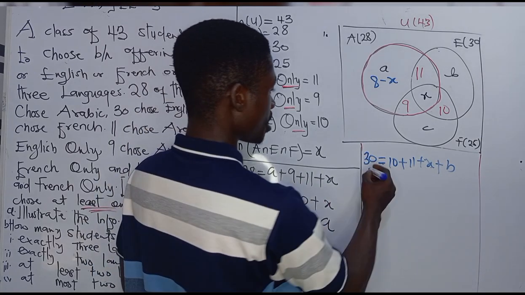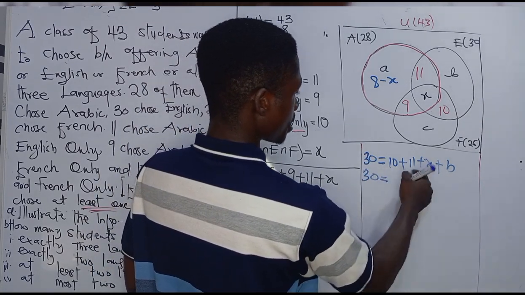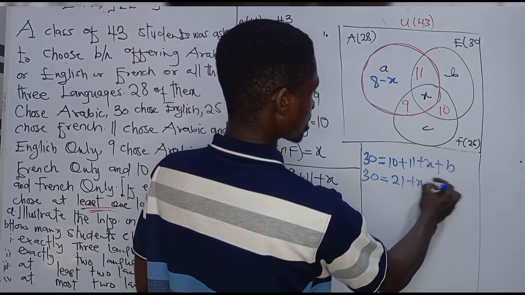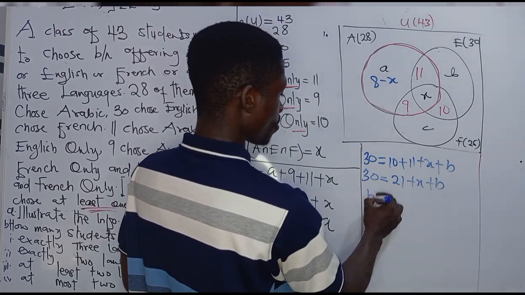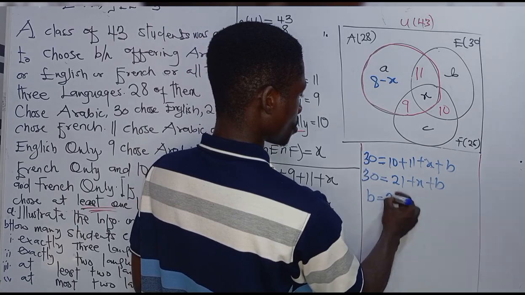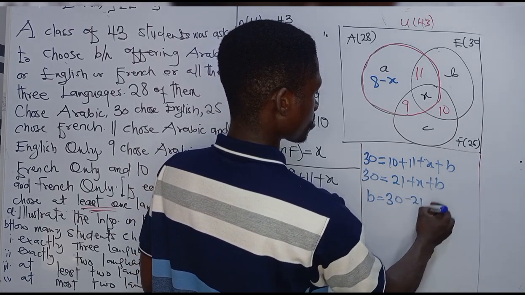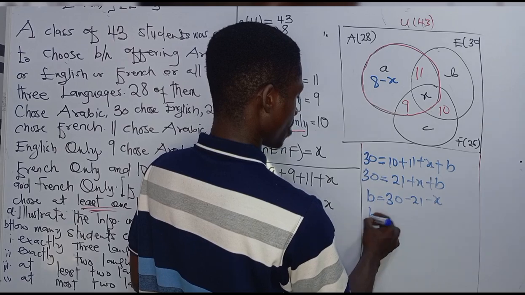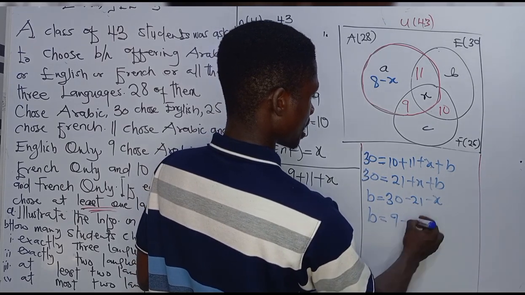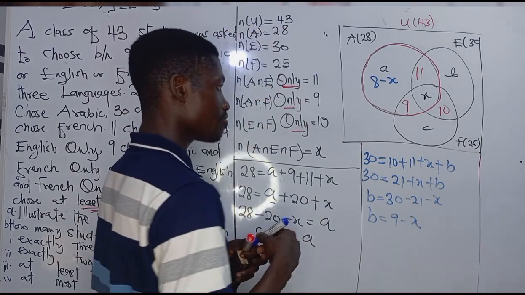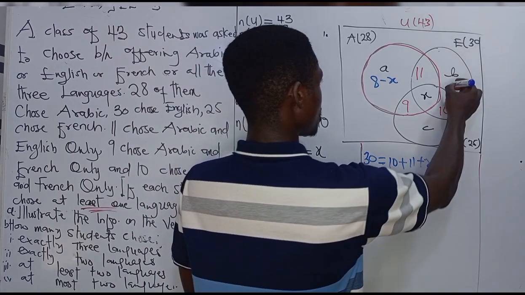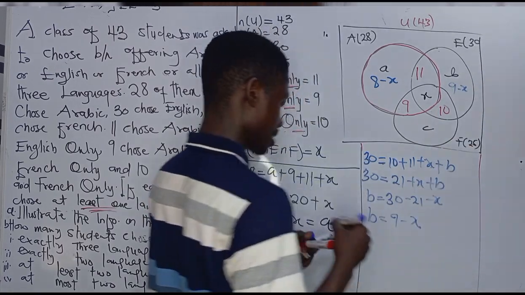So let's do the algebra. We have 30. This and that will give us 21 plus X plus B. So we are looking for B. So we are going to have B to be equal to 30 minus 21 minus what? X. And we have our B to be equal to what? 9 minus X. So the expression for B, we have what? 9 minus X.